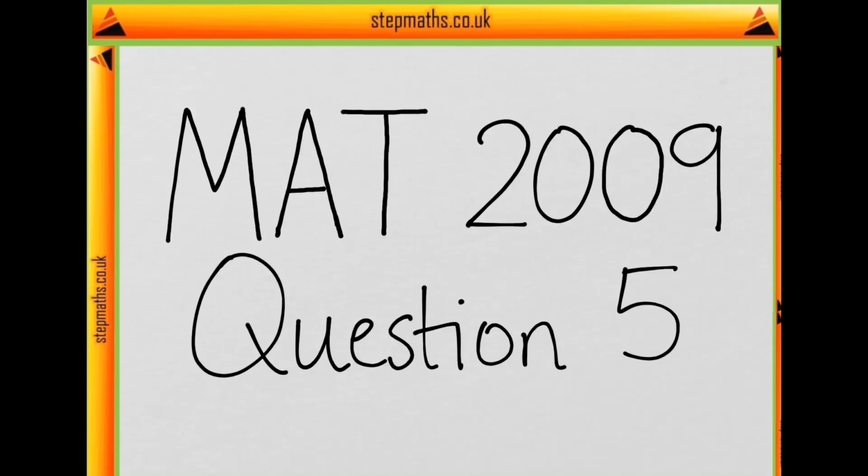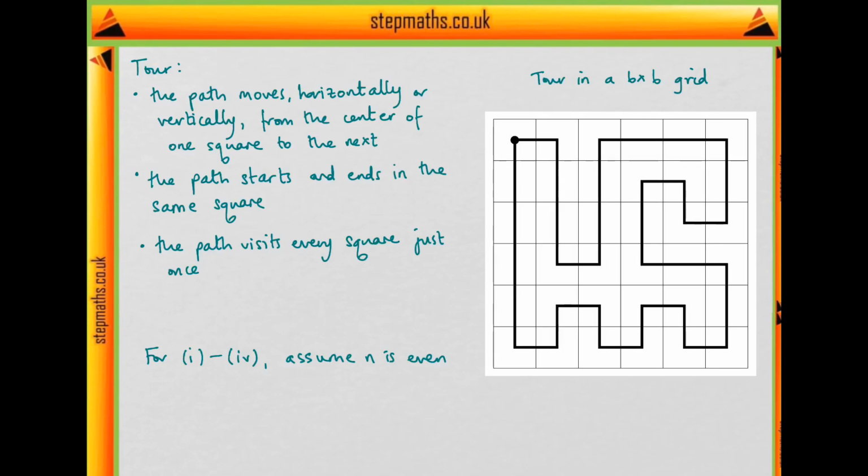Hello, in this video I'm going to go through question 5 on the Math 2009 paper. In this question we're looking at tours of n by n grids of squares for n greater than 1, and these tours are such that the path moves horizontally or vertically from the centre of one square to the centre of an adjacent square, and the path starts and finishes in the same square. Also, the path visits the centre of each square only once.